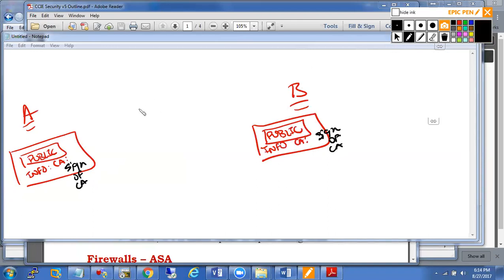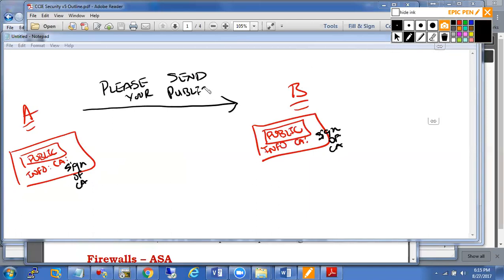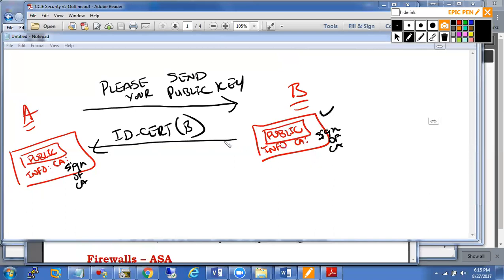All right, so now when A wants to set up the first tunnel to B, he will request for what? Please send your public key. What does B send across? The ID cert for B, this guy. Understood? A gets it. How does A know this is a valid certificate or not?